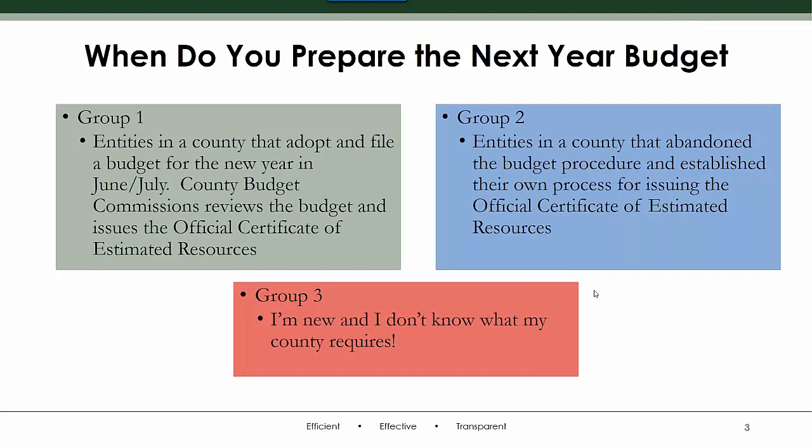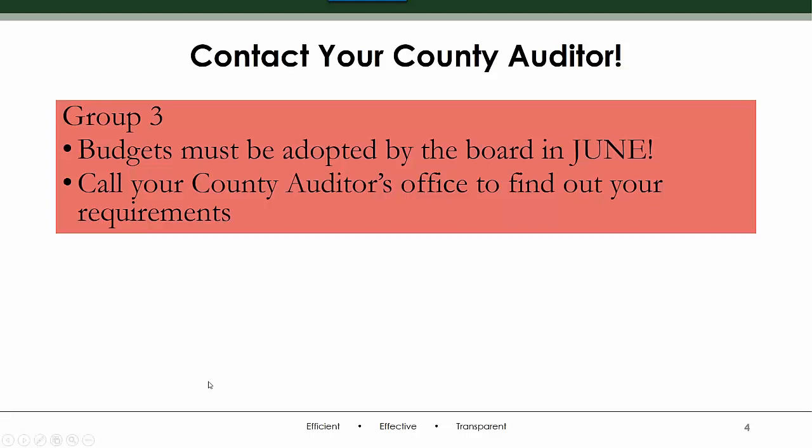All right, so what does that mean for you folks that don't know? It means you've got to call your county auditor's office, because if you have to file a budget, you've got to get that going. So it's, I say in June, but the actual deadline to adopt is like the, I think, the 15th of July, and it has to be filed with the county. And if you only get one meeting a month, you're probably going to be scrambling to get this done.